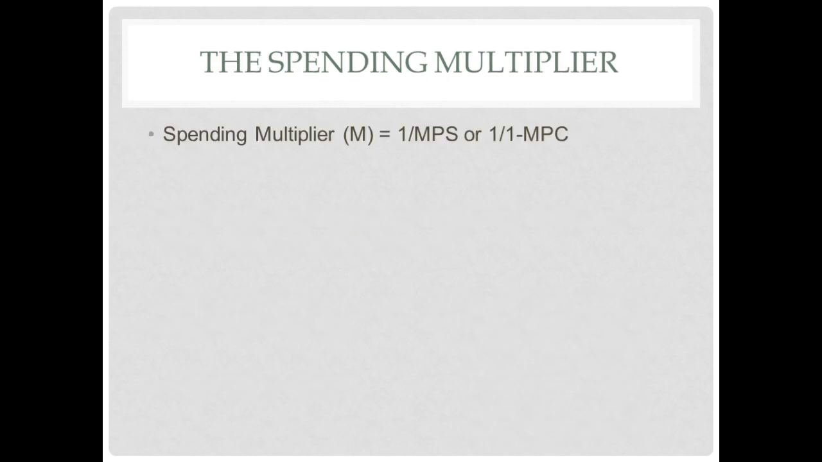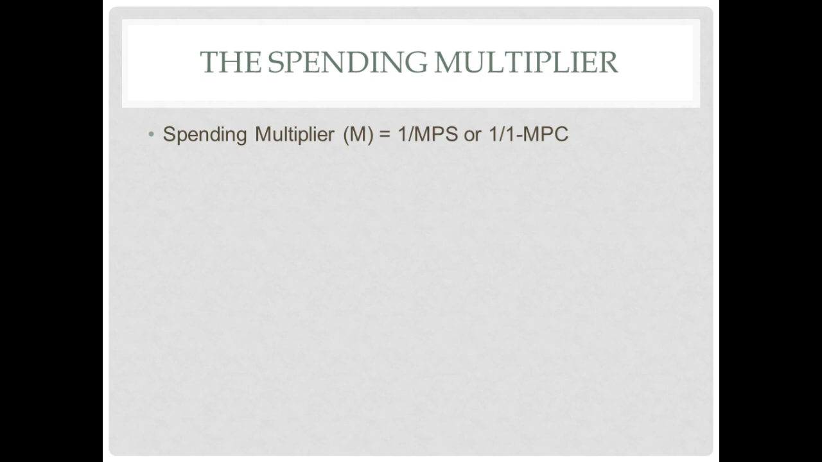Well, here's the formula first. The spending multiplier is equal to 1 divided by the MPS. Now that shouldn't be a surprise. The money multiplier was 1 divided by the reserve requirement, and the reserve requirement was the thing that was holding back the multiplier. Well, in the spending multiplier, which again we'll represent with an M, it's the savings that's holding back. So 1 over the MPS, the marginal propensity to save, is our formula.